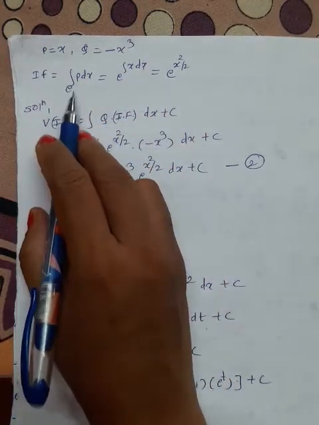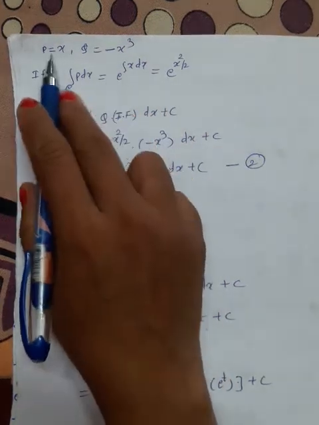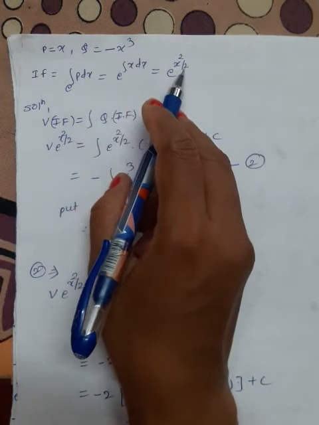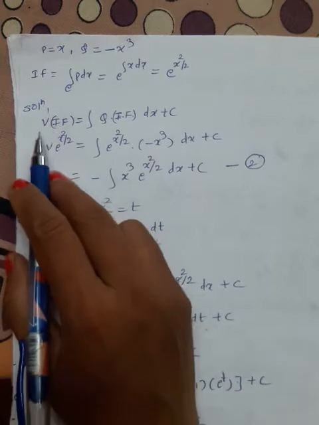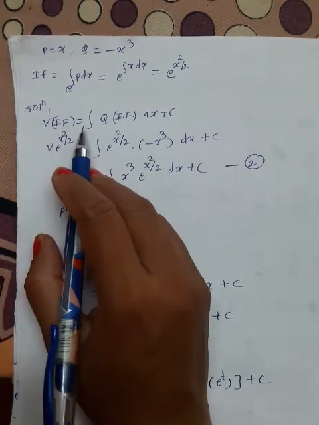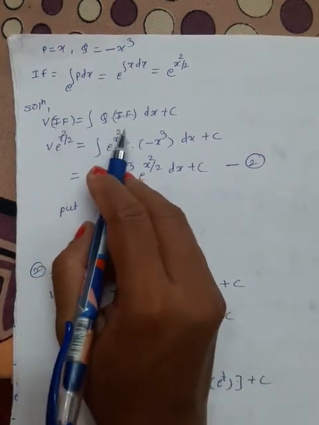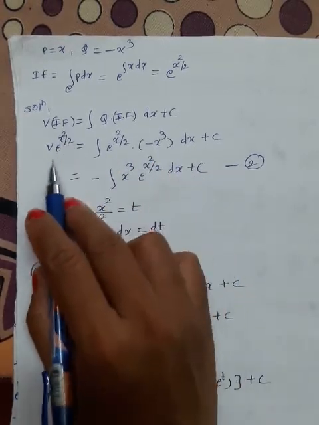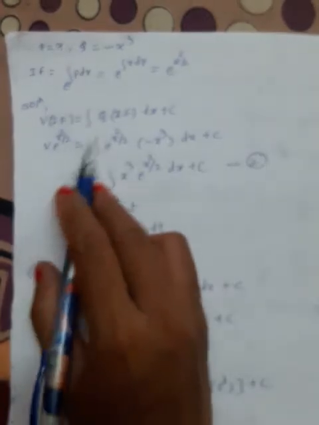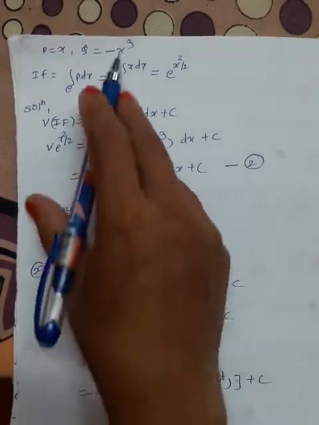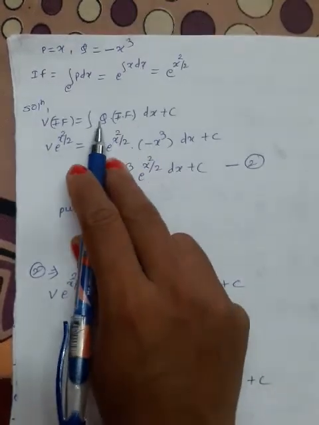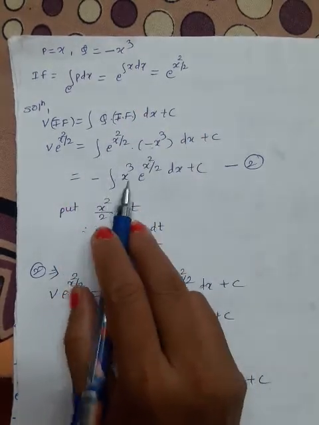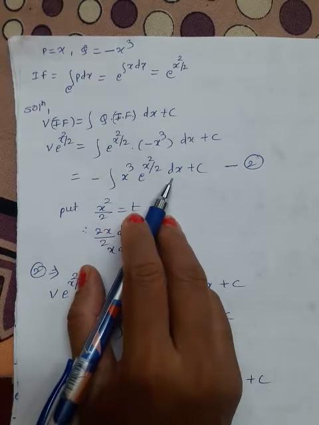Now integrating factor is e raised to integral of p dx, which is equal to e raised to integral of x dx, and x integration is x square by 2. Therefore, solution is, instead of y there is v. V into integrating factor is equal to integration of q into integrating factor into dx plus c. Put this integrating factor here, we get v into e raised to x square by 2 is equal to integration of q, that is minus x cube, and integrating factor e raised to x square by 2 dx. Take minus outside, integration of x cube e raised to x square by 2 dx.